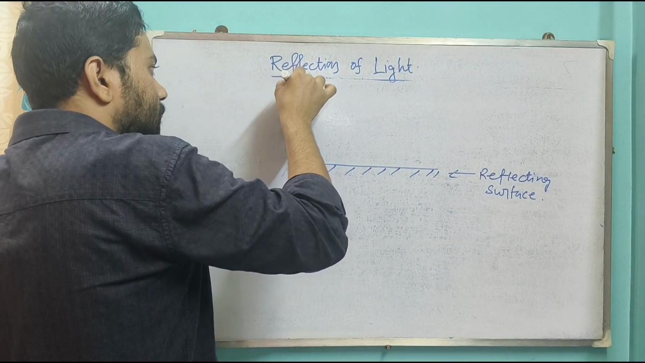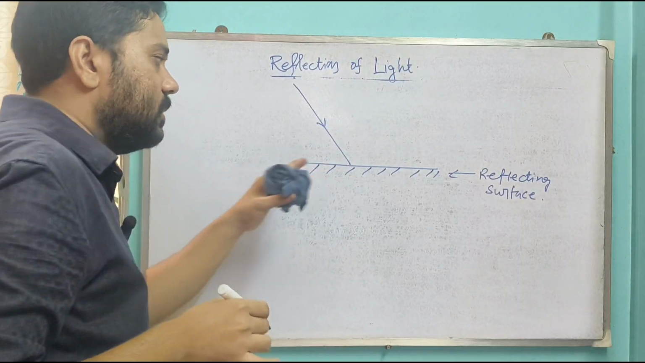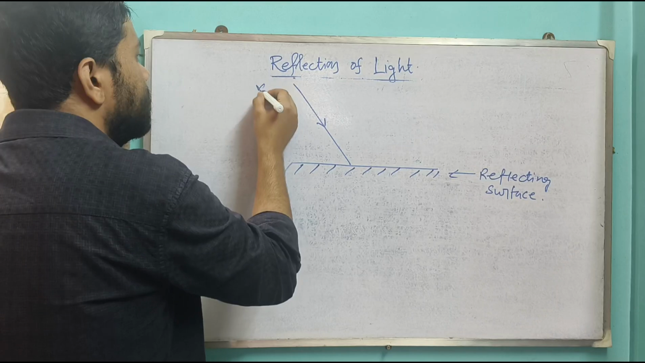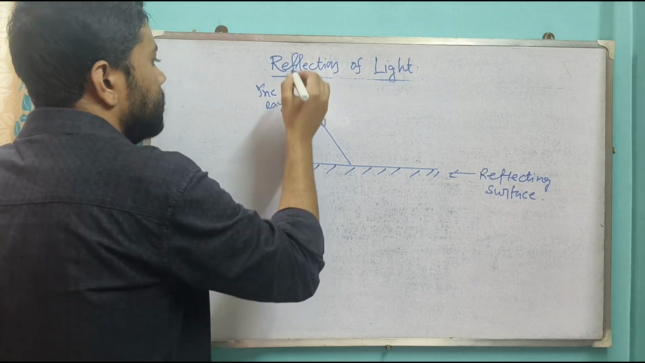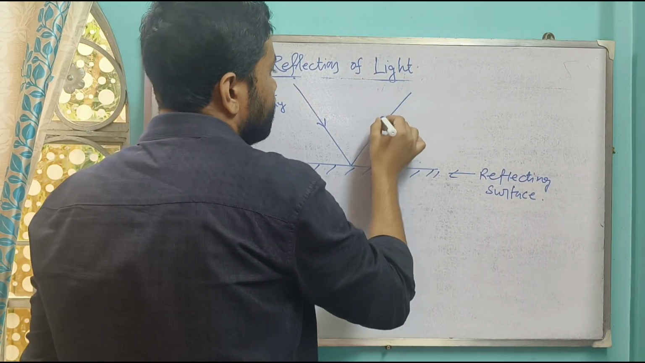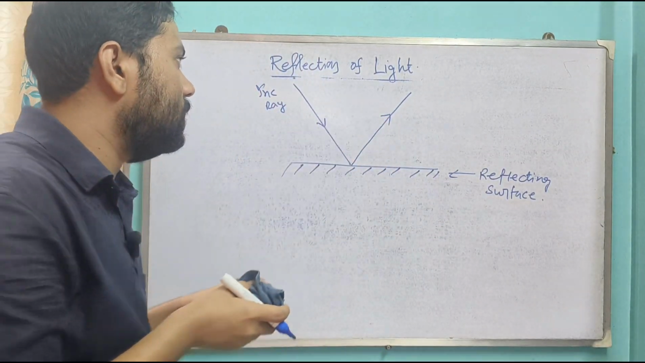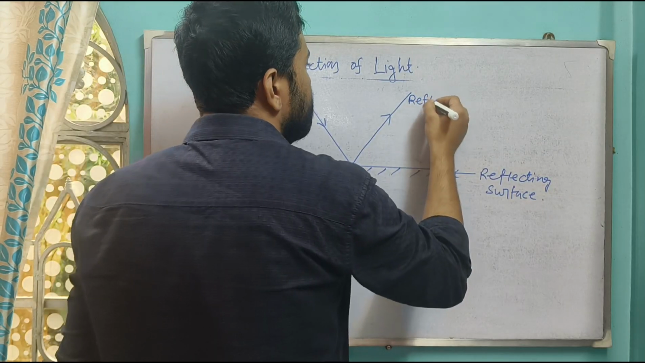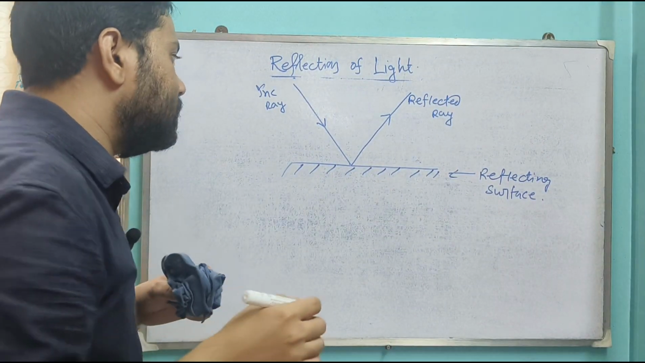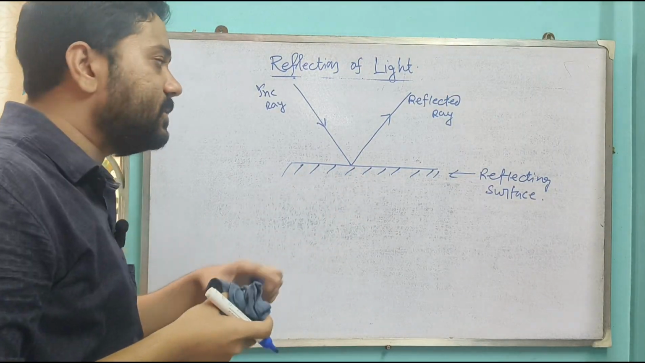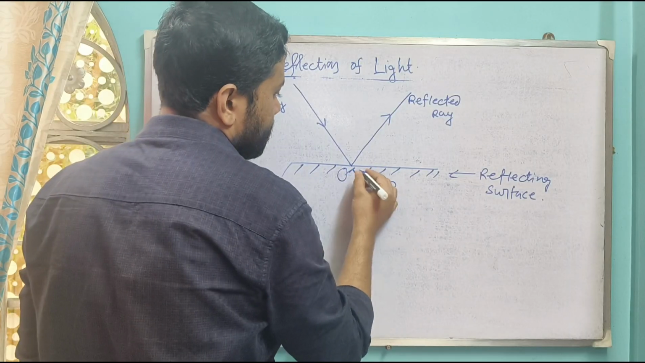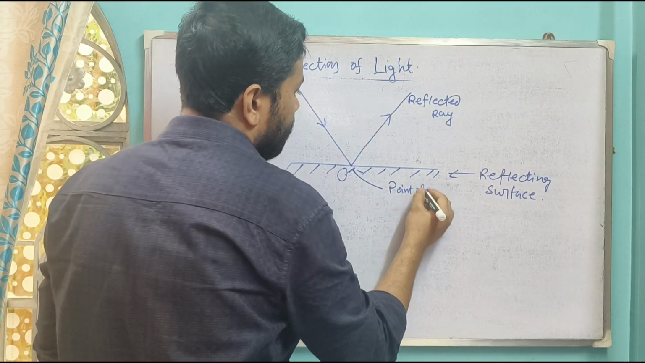Now the light strikes or falls on the reflecting surface, and the light ray which falls on the reflecting surface, we call it the incident ray. Already you know it, you have studied it in junior classes. And the light ray which bounces back, we call the reflected ray. And the point at which the incident ray strikes is called the point of incidence.